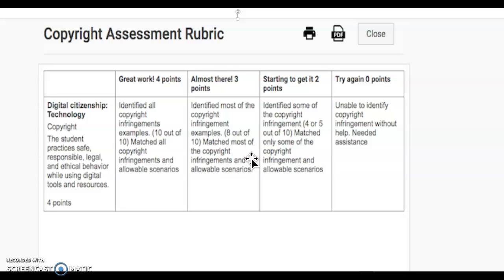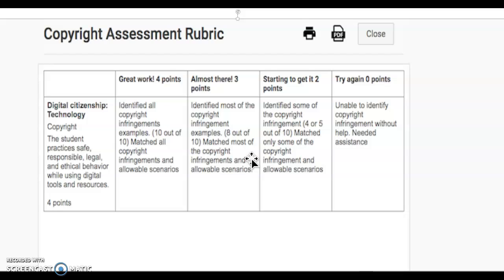If they're starting to get it, it's 2 points. They identified some of the copyright infringement, which could be 4 or 5 out of the 10. And they get 0 points if they were unable to identify the copyright infringements without help. They needed assistance, so they would gain just 0 points.